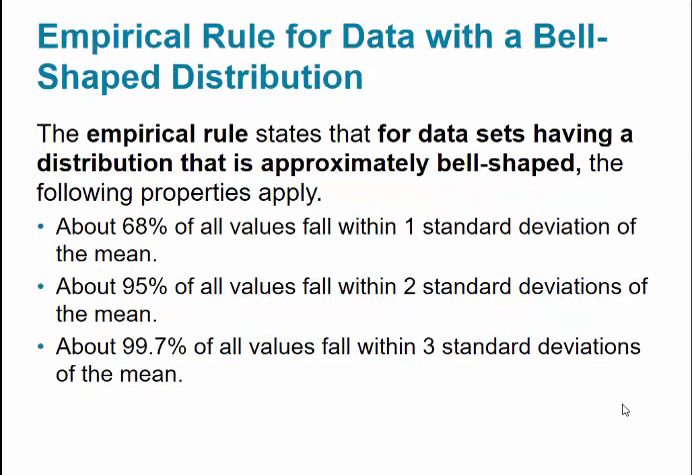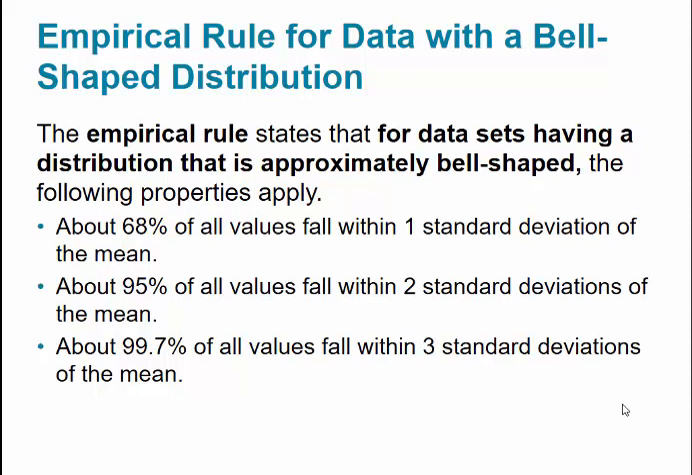Now, the next thing we want to talk about is the empirical rule. This really relates to what I said before about the 95%. It really has to be a bell-shaped distribution for us to talk about the 95%. So the empirical rule states that for data sets having a distribution that is approximately bell-shaped, the following properties apply.